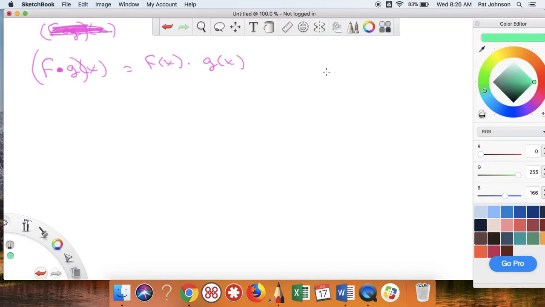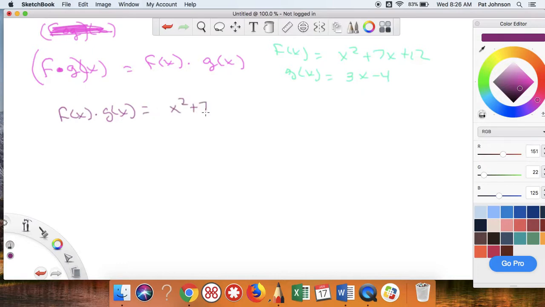So they tell us that f of x equals x squared plus 7x plus 12, and g of x equals 3x minus 4. Again, I'm going to break them up separately. I'm going to start with f of x times g of x. It's going to equal x squared plus 7x plus 12. And I always start off with my parentheses. I may not need them, but I don't want to run the risk of missing a number or a sign.